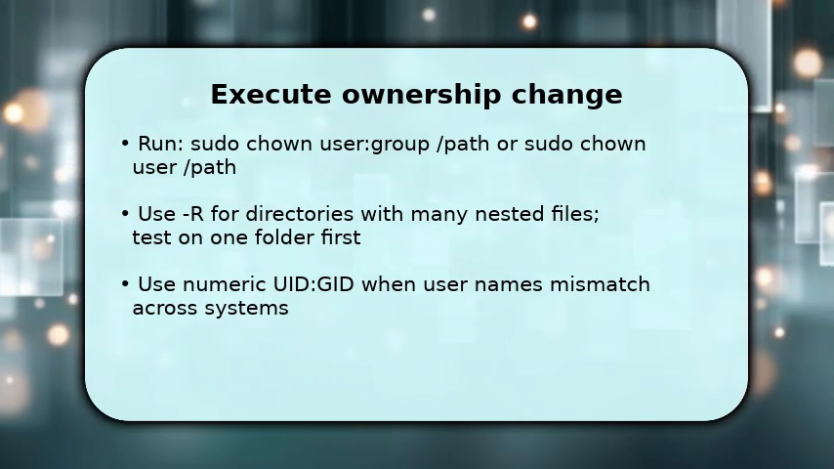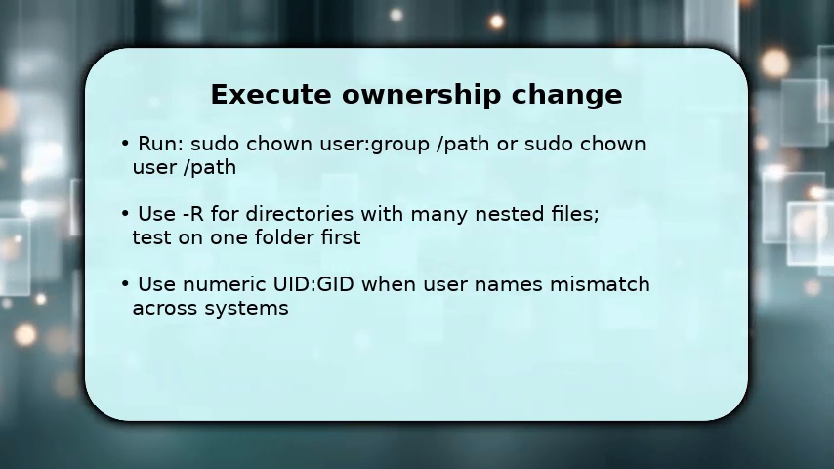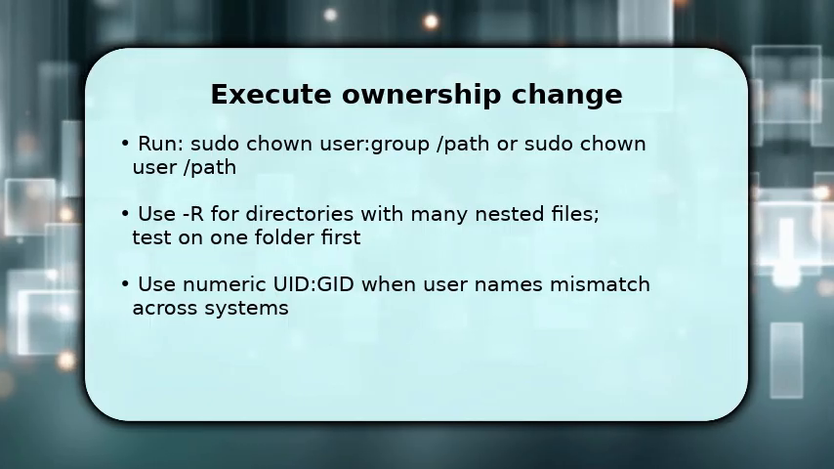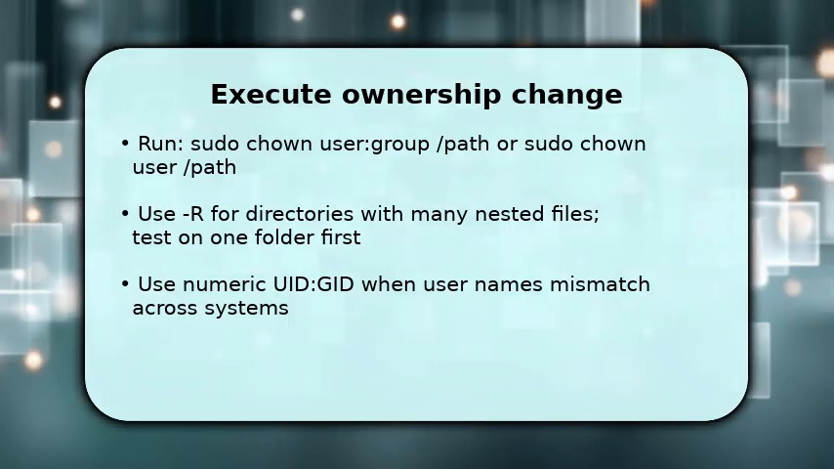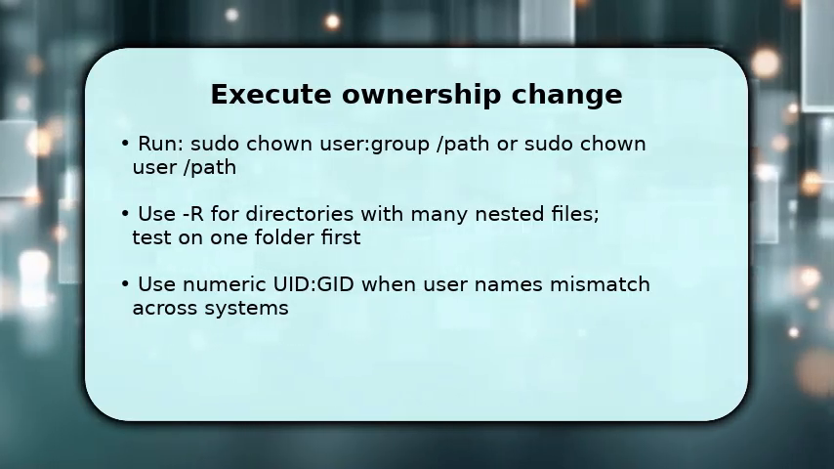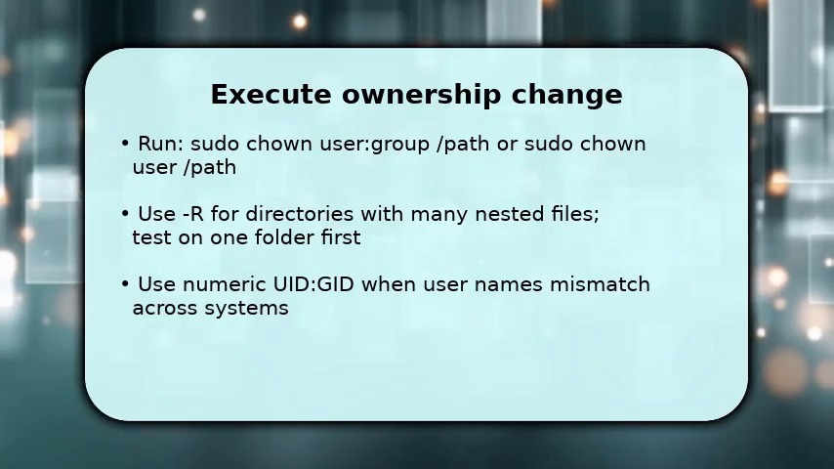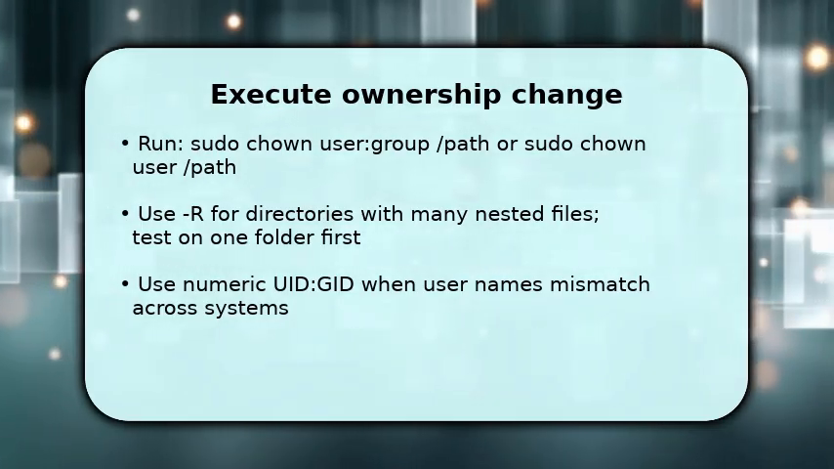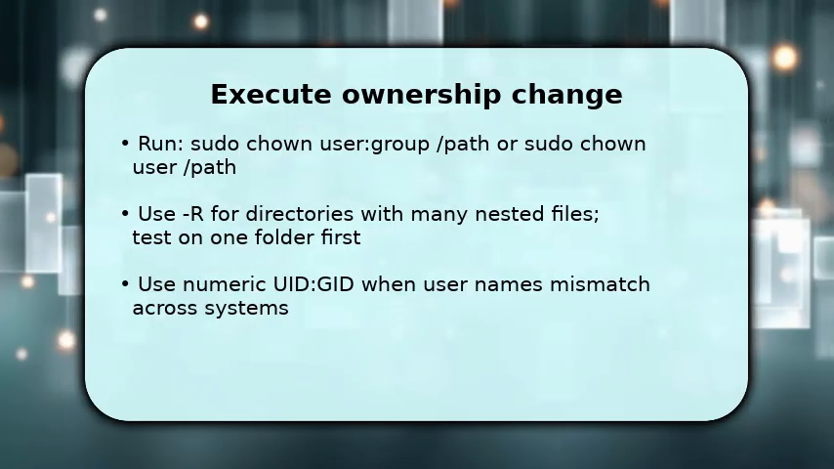Run sudo chown user:group /path for a single target, or sudo chown user /path when group is not needed. If you must change many files inside a directory, add -R to recurse, but test on a small folder first to avoid wide mistakes. Use numeric UID:GID when migrating files between systems that have different username maps.